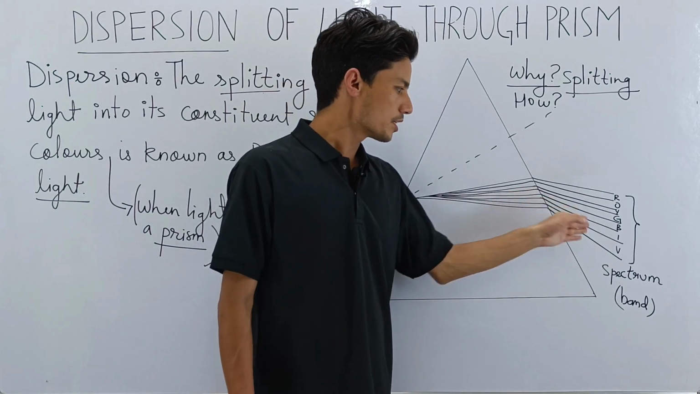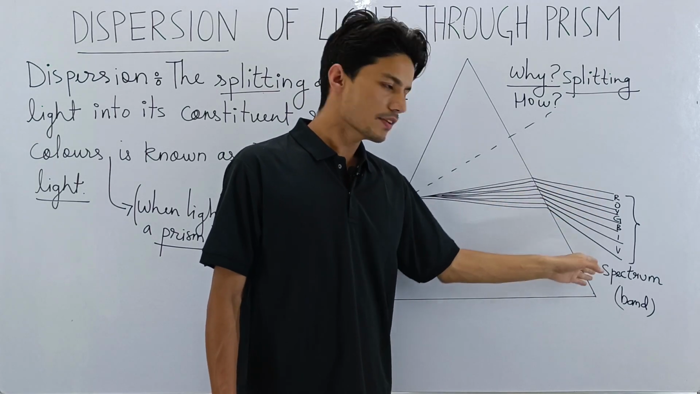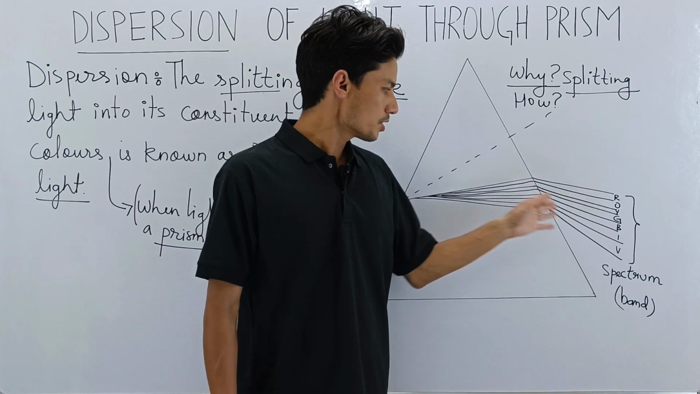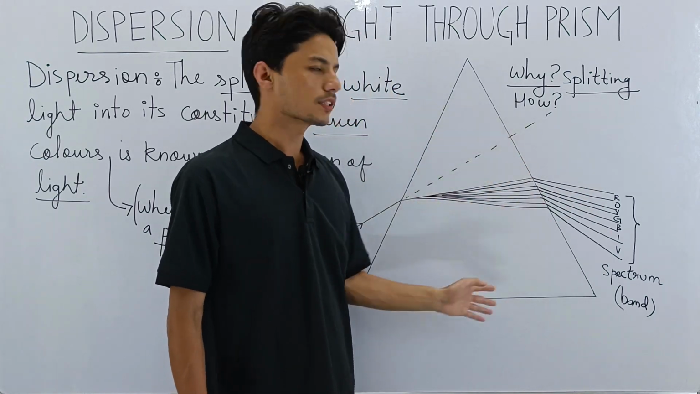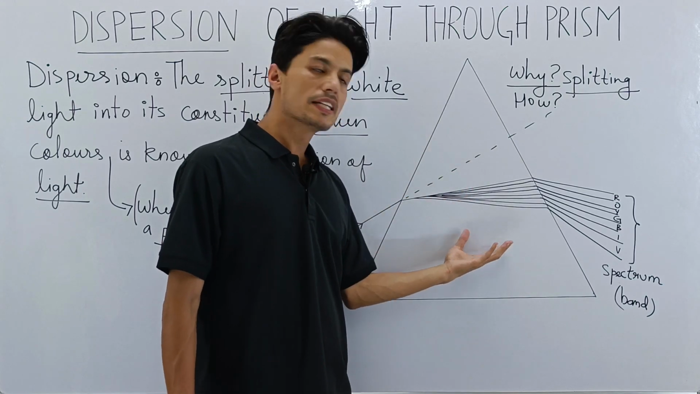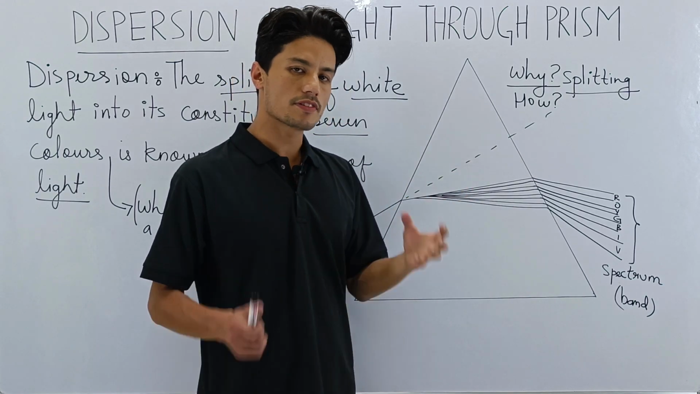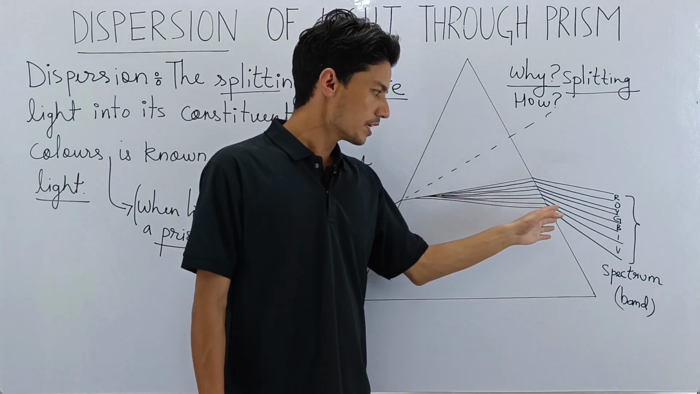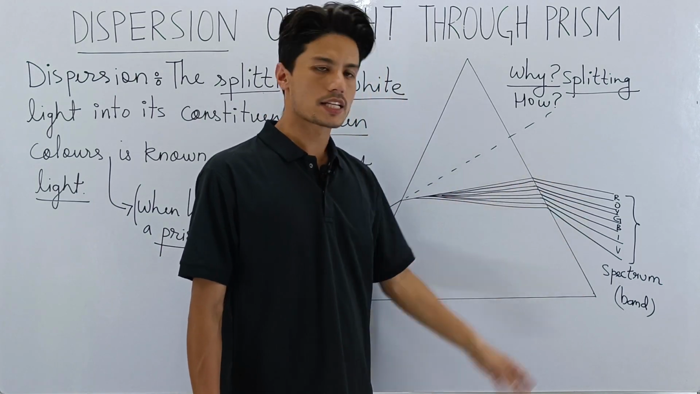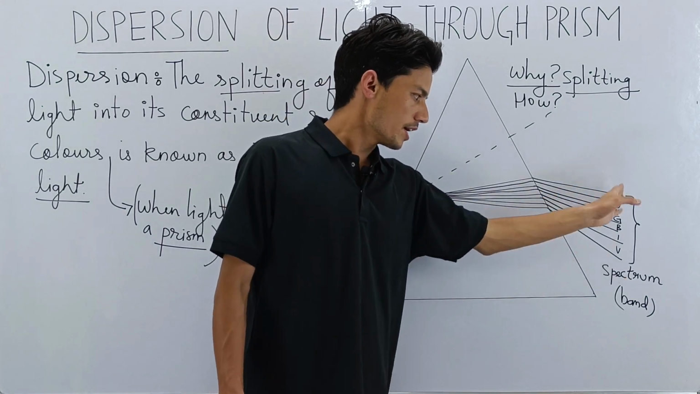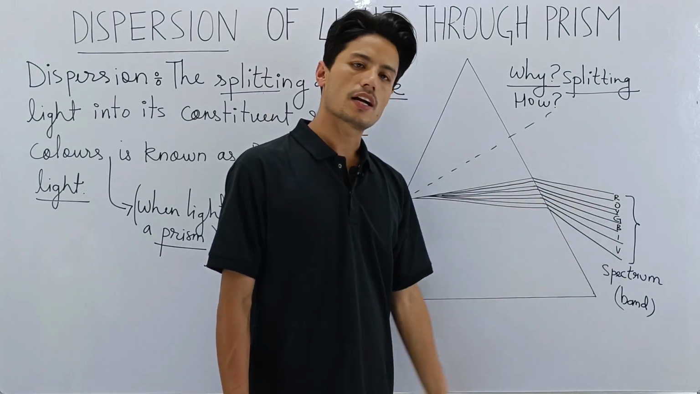So remember, it is because light is made up of 7 colors. And how do we know that it is made of 7 colors? Through this experiment, which was conducted by Sir Isaac Newton. The scientist who conducted this splitting experiment was none other than the famous physicist Sir Isaac Newton. It was he who did this experiment, and he found out that light is made up of a spectrum, a band of 7 colors.